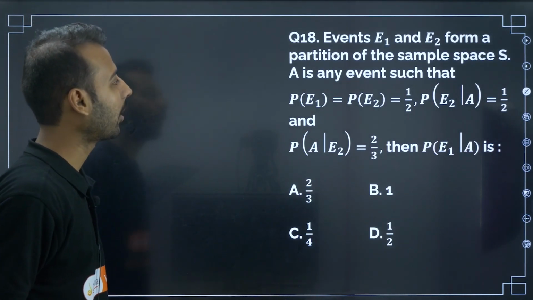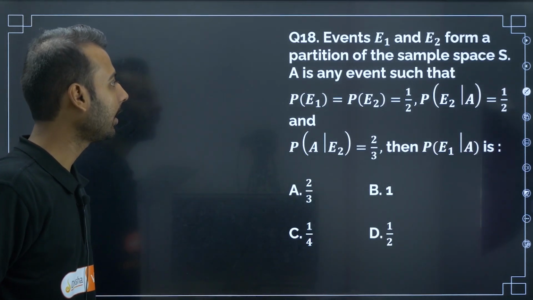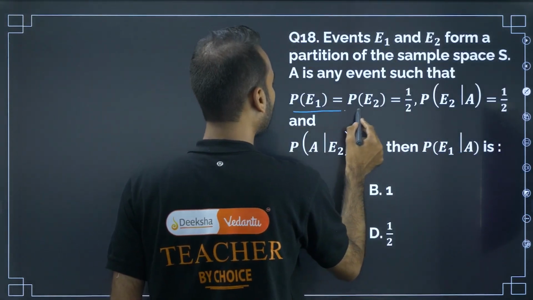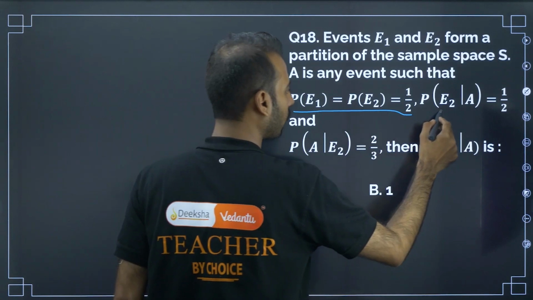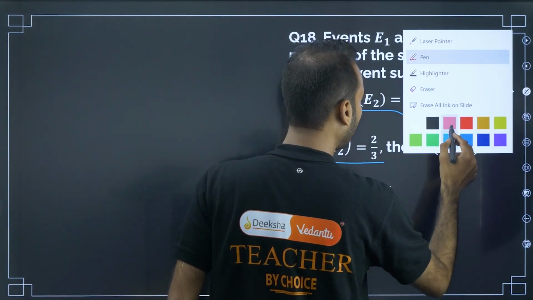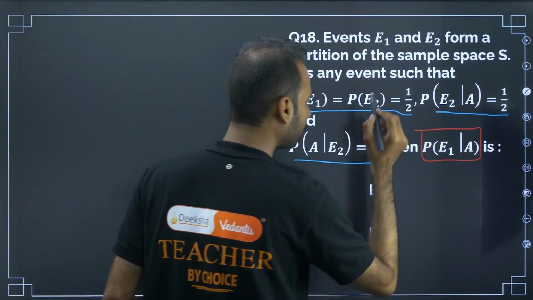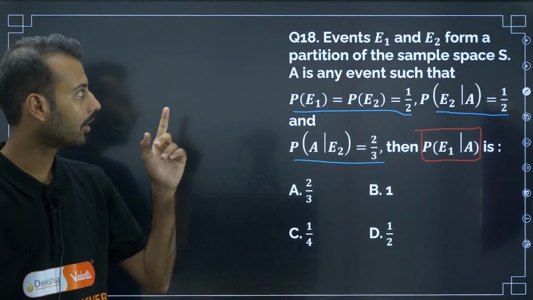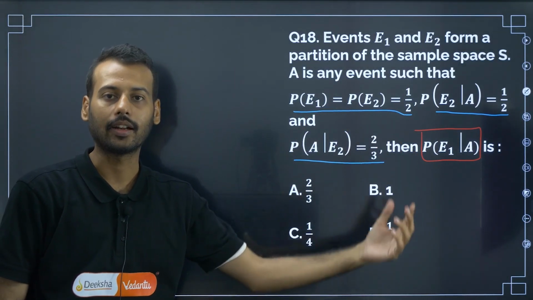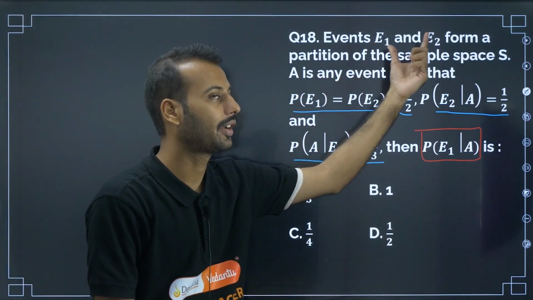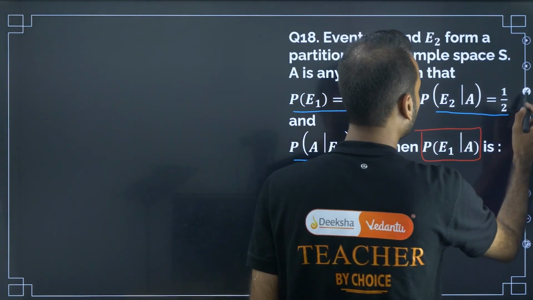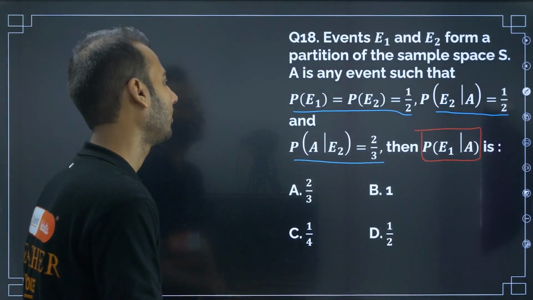Events E1 and E2 form a partition of sample space. A is any event such that they have given this much of information and this also they have given, and A given E2. Then what are they asking? Ultimately their target is this one. E1, E2 partition of sample space, A is any event. So all this is related to Bayes theorem, partition of sample space, everything comes there only. So P of E1 given A, they're asking to find this probability of E1 given A.